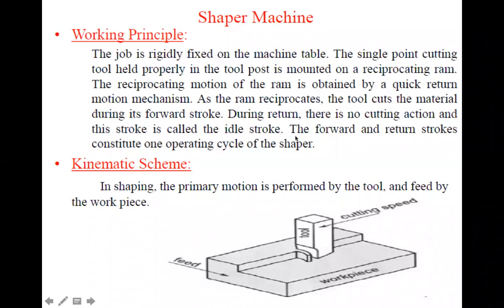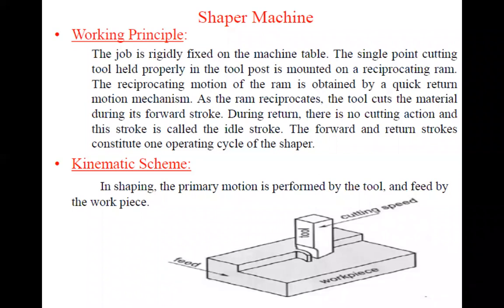So there is the forward stroke and the return stroke. The forward stroke is the cutting stroke, also called the working stroke, and the return stroke is the idle stroke. The forward and return strokes constitute one operation cycle of the shaper. Once the ram moves forward from its initial position and then returns to its initial point, this complete process is considered one cycle. So the cycle of operation is the complete movement of the ram from forward to return.